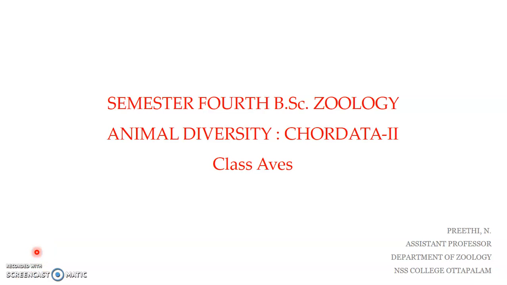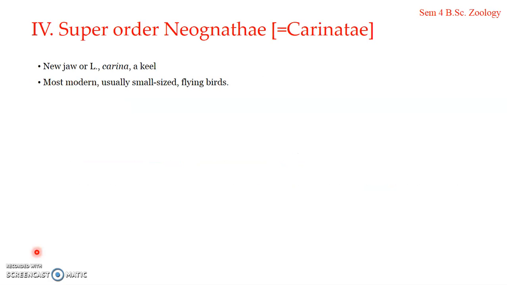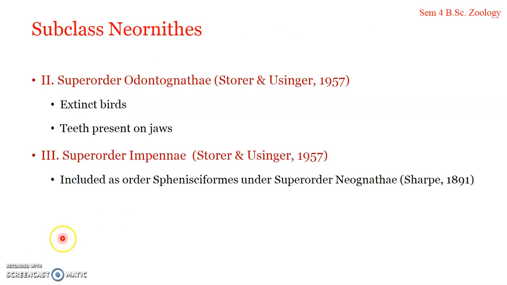Welcome to the session on Animal Diversity Coordinator 2, the classification of class Aves. We have already seen that class Aves is divided into subclasses Archaeornithus and Neornithus, that is the ancient birds and the modern birds. And subclass Neornithus is divided into 4 superorders: Paleognathae, Odontognathae, Impennae, and Neognathae. Those 4 superorders are based upon the classification proposed by Storer and Singer in 1957.